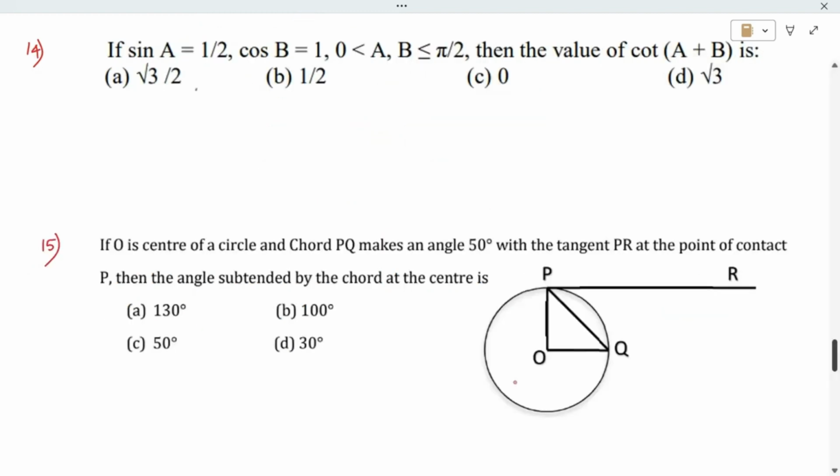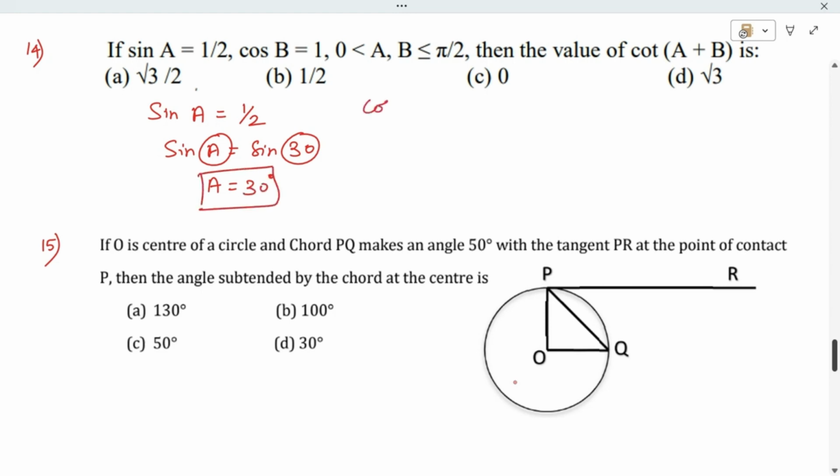Question number 14. If sin A is equal to 1 by 2, so when will sin A be 1 by 2? At sine 30 degree, isn't it? So I'm writing sine 30 instead of 1 by 2. So here if you compare, A will be 30 degree, isn't it? Similarly, they have given another condition, cos B is equal to 1. So when will cos be 1? At cos 0 degree, isn't it? So when I'm comparing, I'm getting B as 0 degree, isn't it?